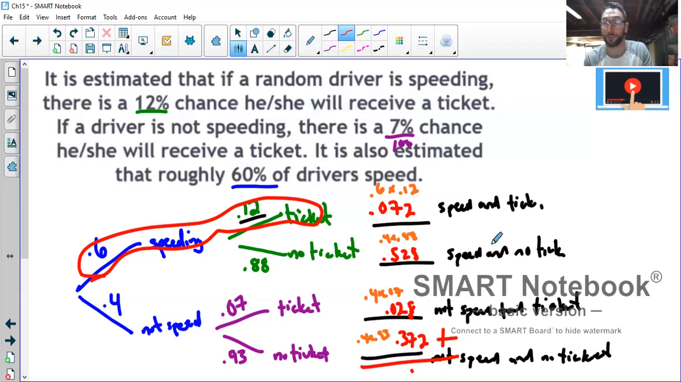If you're a driver, these are the situations. You're either speeding and get a ticket, or you're speeding and you don't get a ticket. Or you're not speeding and you get a ticket, or you're not speeding and you don't get a ticket, right? That's every possible outcome. So these probabilities should sum to 1. I promise I checked. They do. If you don't believe me, look right here. I did all the math. I did all the problems.